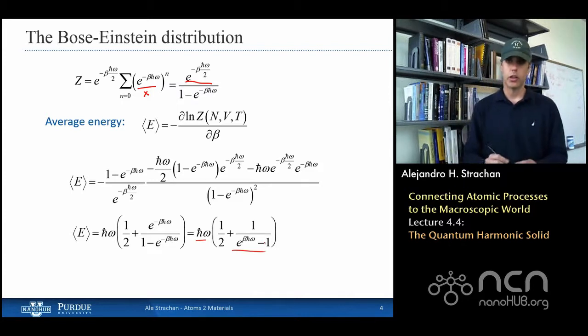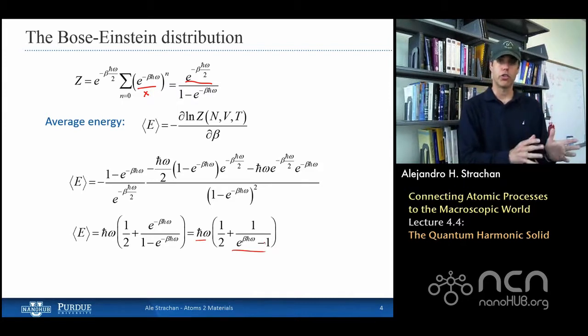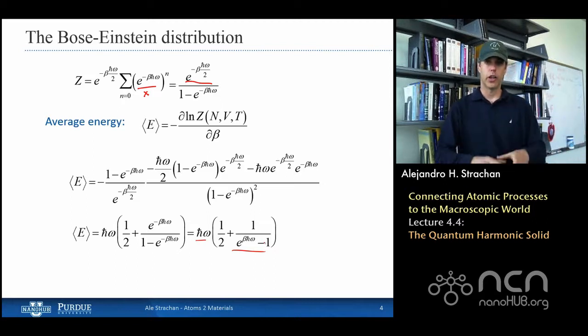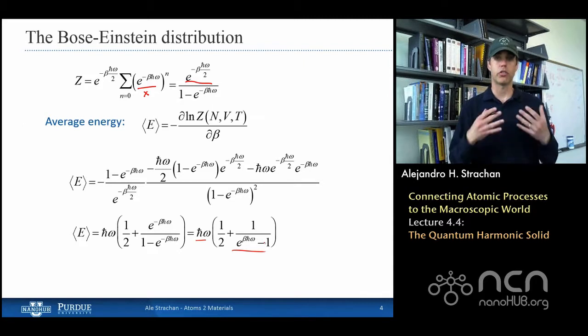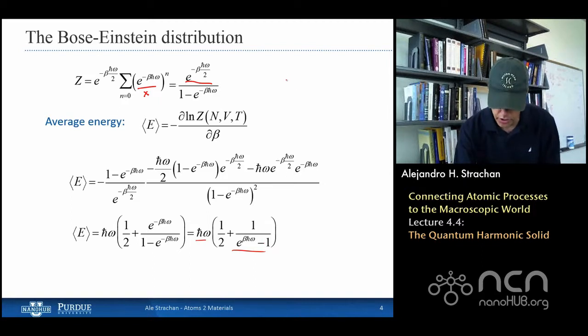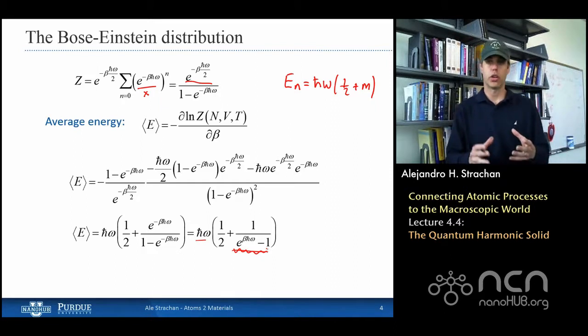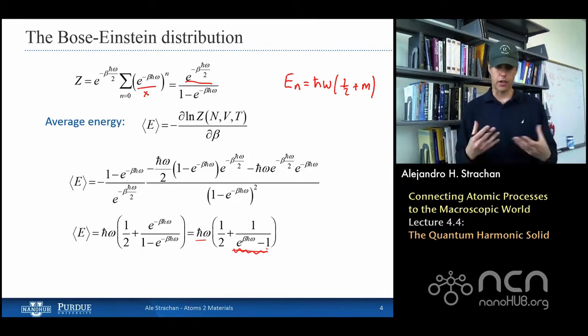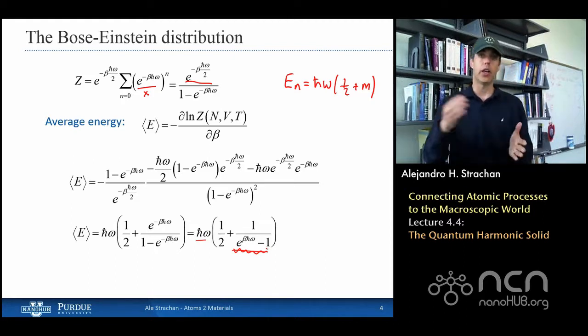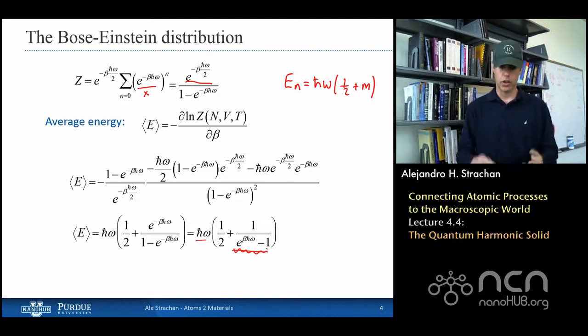Now remember, this is the average energy of an ensemble of harmonic oscillators at temperature T. Remember, the energy of a single harmonic oscillator, E sub n, is h bar omega times 1/2 plus n. So this second term here in the parentheses is an average population, average occupation number. What would be the average value for the quantum number n?